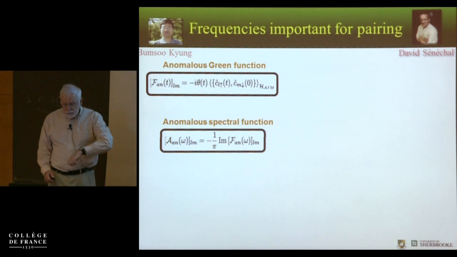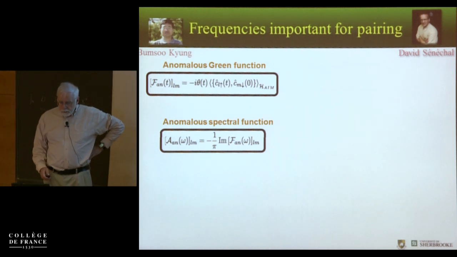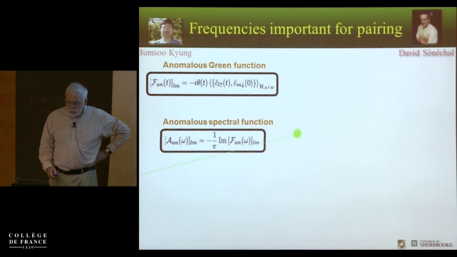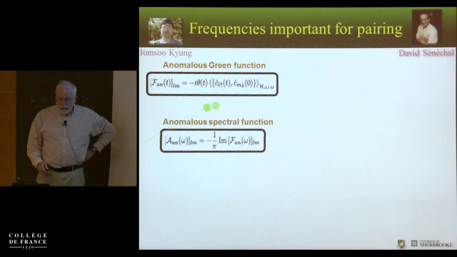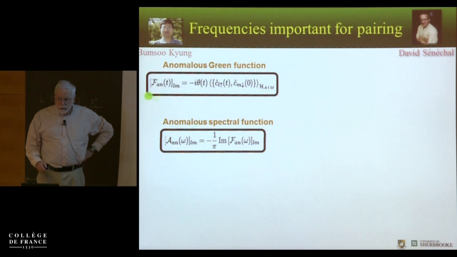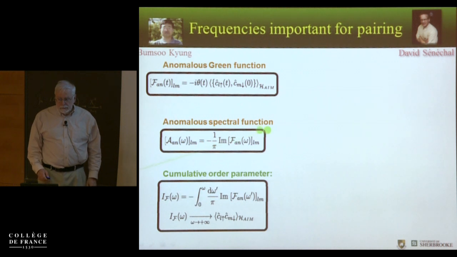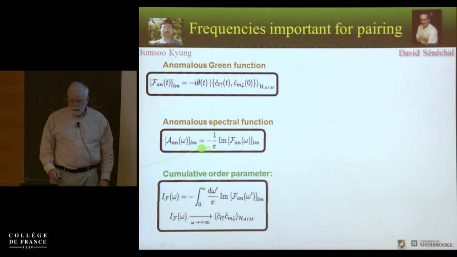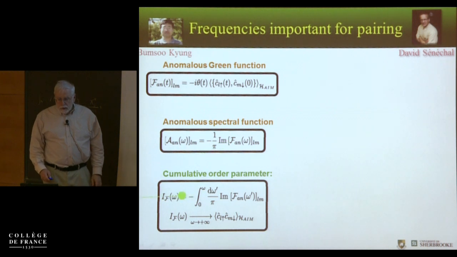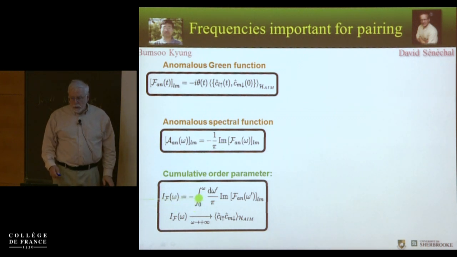Now, what frequencies are important for pairing? Well, the way we decided to look at this is to look at this response function, the Gorkov function, that looks at how C behaves in time and space, and look at the spectral weight for this function. If you integrate this spectral weight from 0 to infinity, you will get the order parameter, the equal time, equal space correlation function.